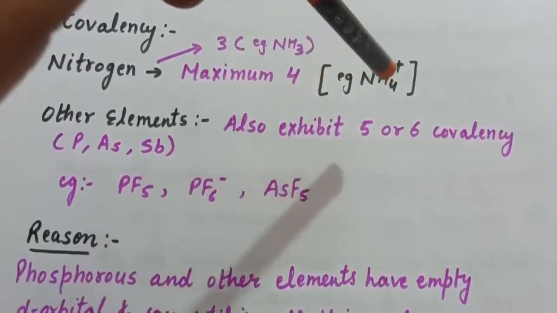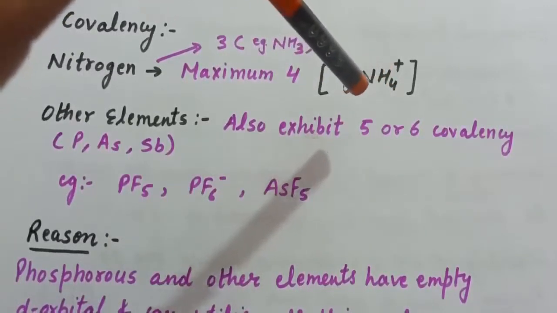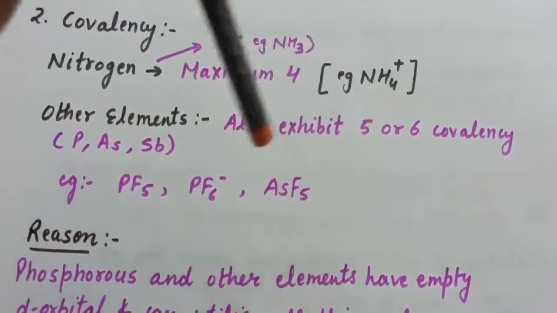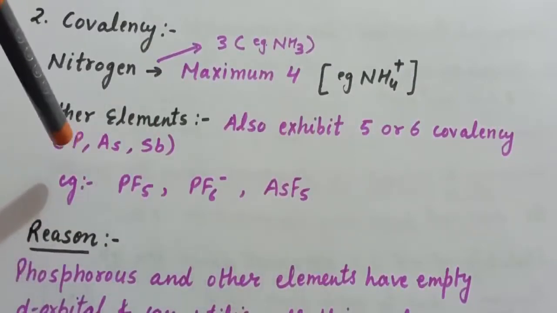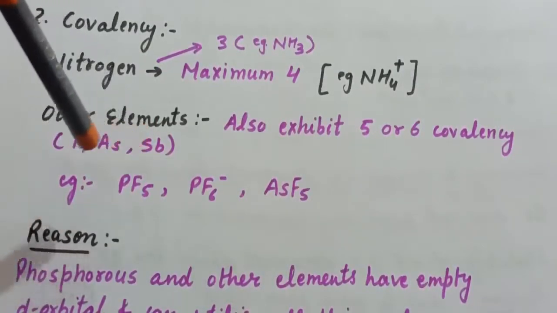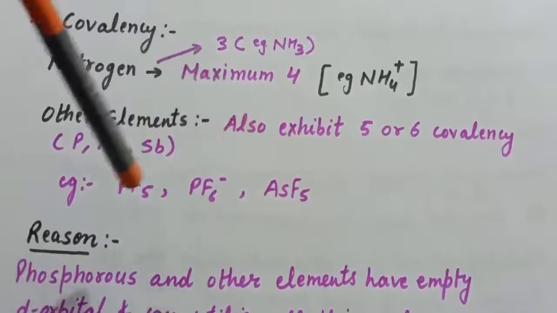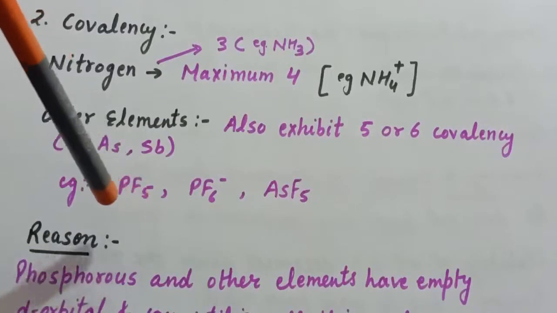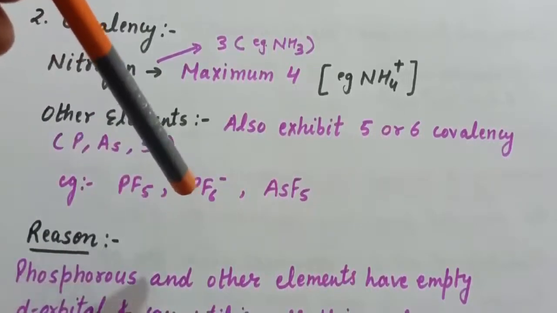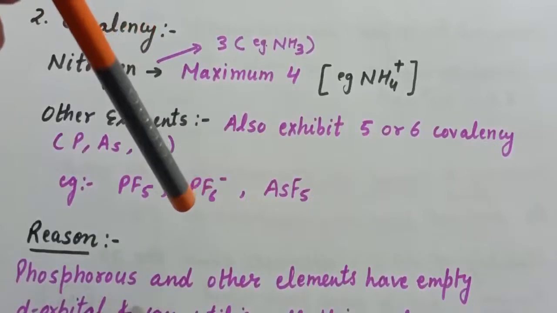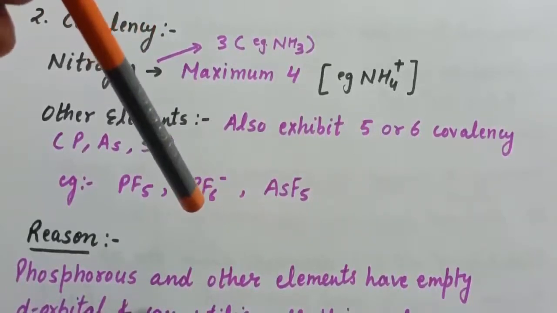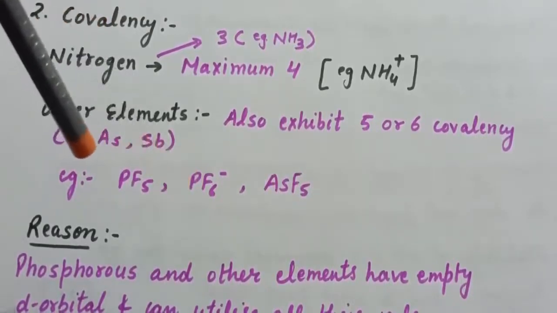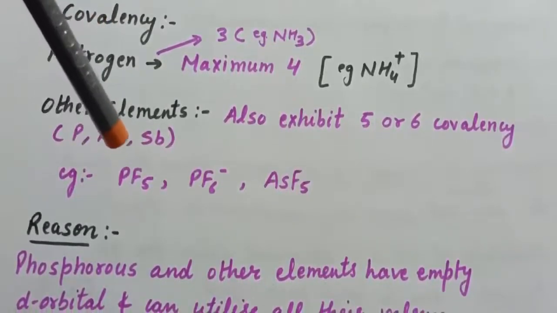Example is in case of ammonium cation, the covalency of nitrogen is 4, whereas the other elements exhibit 5 or 6 covalency. That is, phosphorus, arsenic, antimony, they can show 5 or more than 5. Example is in case of PF5, this phosphorus is forming 5 bonds and the covalency is 5. Here PF6 negative, in this case phosphorus is forming 6 bonds, so the covalency is 6. So how can we explain the covalency in these heavier elements, that why they exhibit 5 or 6 covalency?